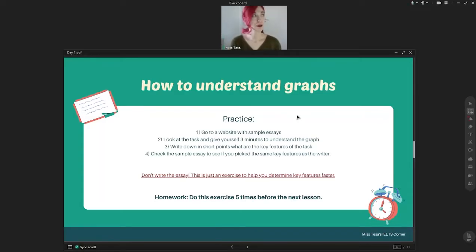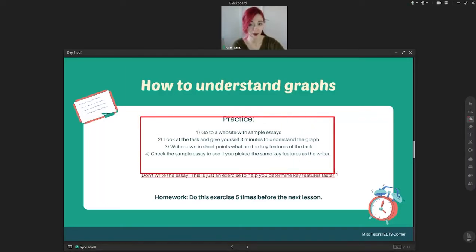Because for example, the first time you see a bar chart, it might take you a long time to figure out what's important in the chart and what exactly you need to write about. But the 10th time you see a bar chart, you'll be like, okay, yeah, I can see this, this, and this, and you just know everything very easily and quickly.